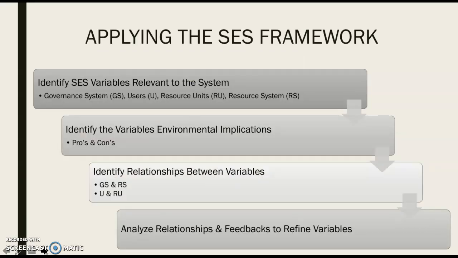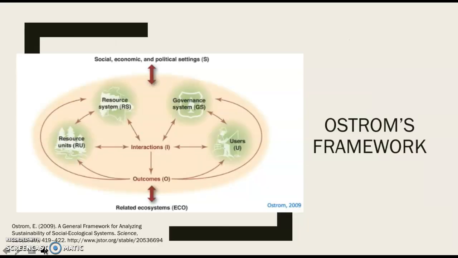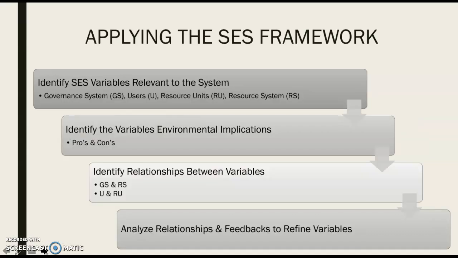Next, we're going to talk about how to apply the SES framework. So first, you'd want to identify the SES variables relevant to the system. So that's going to be, again, any of these 4 variables, the 4 core variables. Next, you're going to want to identify the variables' environmental implications, basically the pros and cons of the variables. So for example, if you're looking at a fishery and wanting to improve upon stocking the fishery, you're going to look at the pros and cons of different stocking methods.